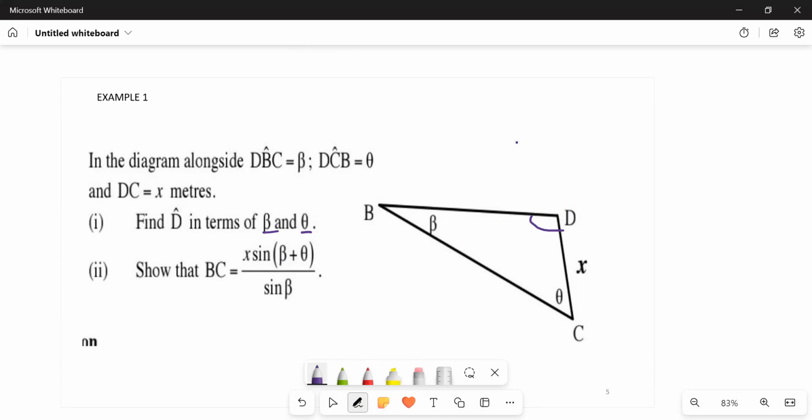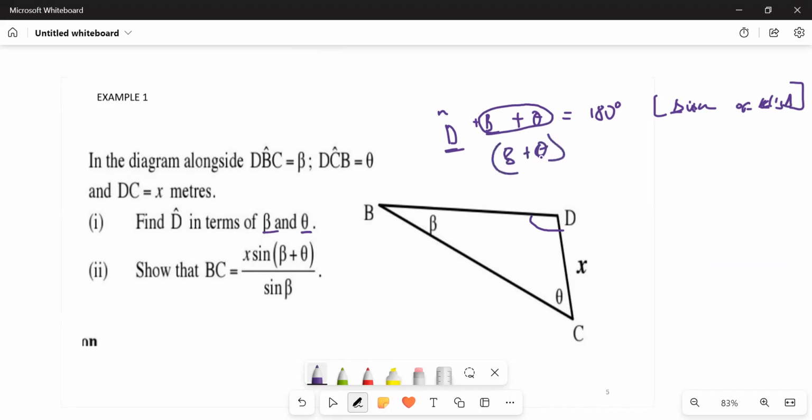Now, how do I get D? How would you get D if it was you? Here's what I know. If I say D plus beta plus theta, they're going to give me what? 180 degrees. Why are they going to give me 180 degrees? It's because they are angles. There are sum of angles in a triangle. Okay, sharp. Now, it makes D to be what then? If I add beta plus theta, I can make them to be one thing. And then this is D.